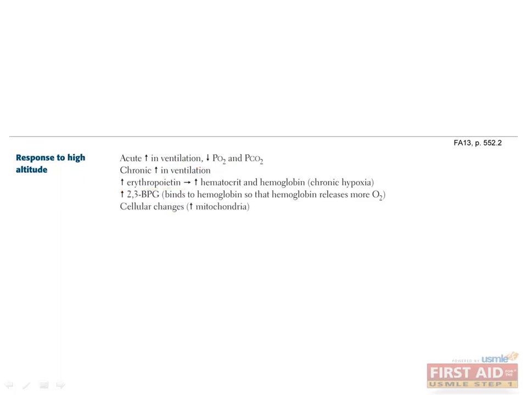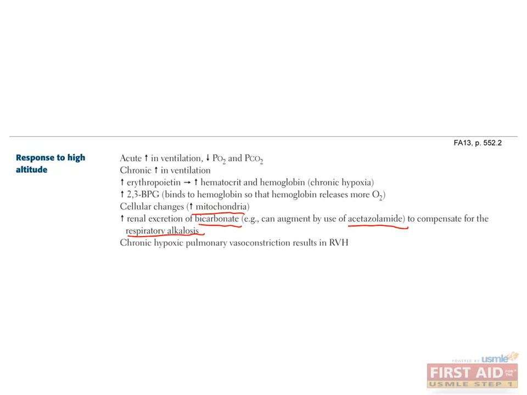At the cellular level, you see more mitochondria and a higher concentration of mitochondrial enzymes to improve efficiency of cellular oxidation. Once you go from acute to chronic hyperventilation, you get a respiratory alkalosis, which is countered by an increase in renal excretion of bicarbonate. As you remember from the First Aid renal pharm section, we give acetazolamide to treat acute mountain sickness by forcing the kidneys to waste bicarb. Finally, from a cardiovascular standpoint, chronic hypoxia leads to pulmonary vasoconstriction, and over the long run, this can cause pulmonary hypertension and right ventricular hypertrophy.